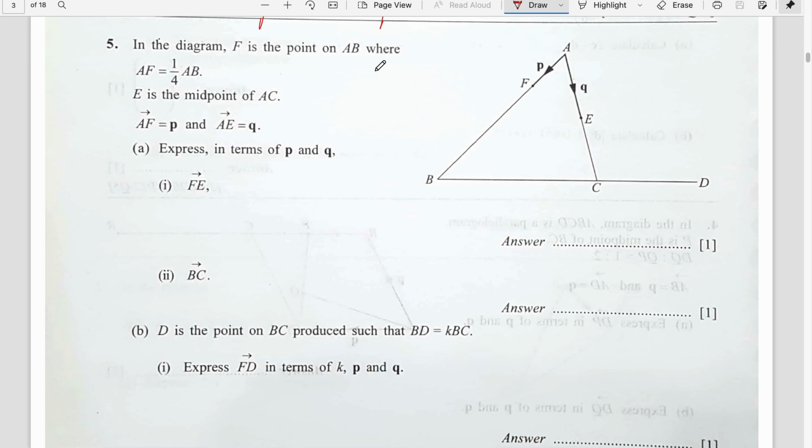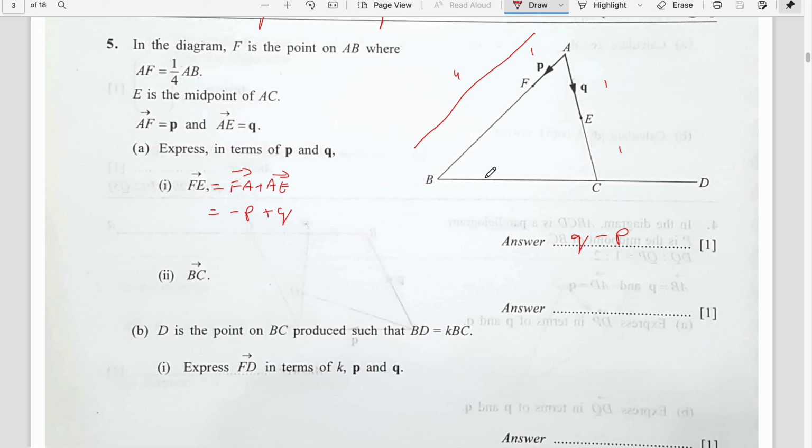Question. In the diagram, F is the point on AB where AF equals 1 by 4 of AB. So this should be 1 and this complete length is 4. E is the midpoint of AC, so this is 1:1. AF is P and AE is Q. Express FE in terms of P and Q. Starting from F, we say FA plus AE, and FA would be minus P, plus Q. So Q minus P.